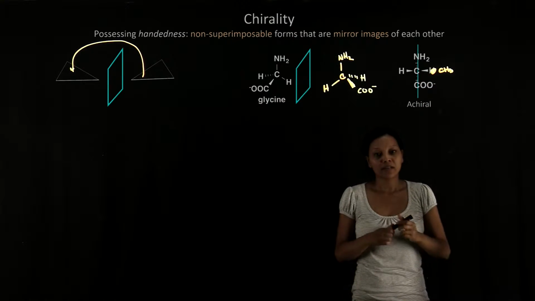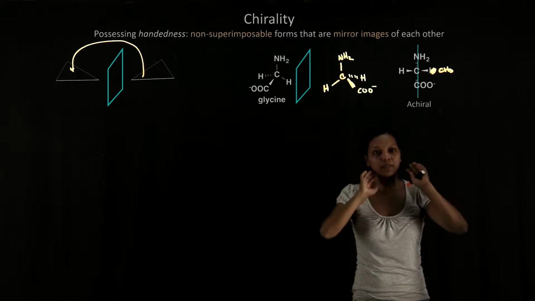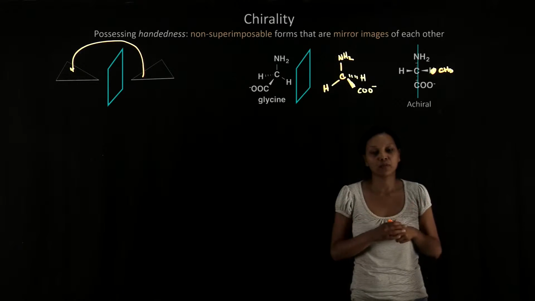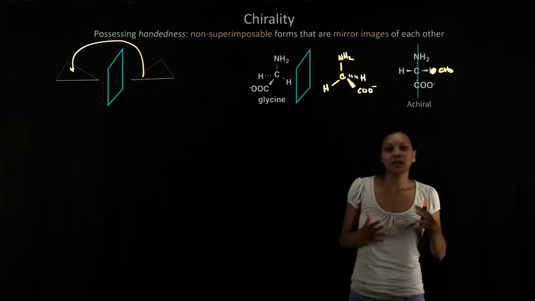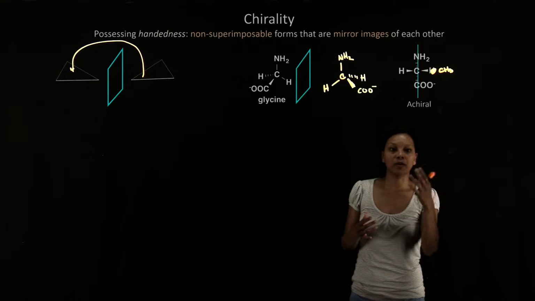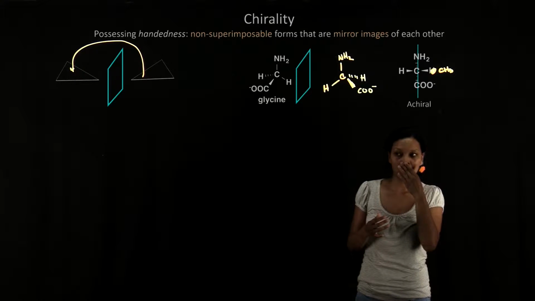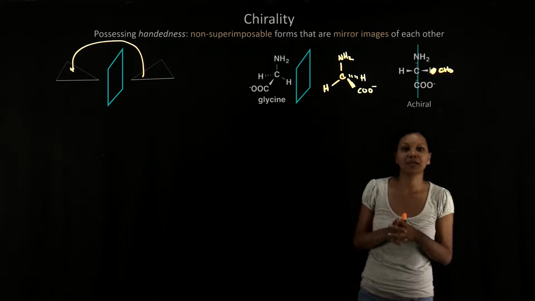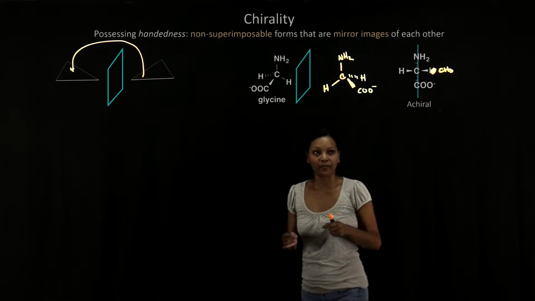Now, it's not necessarily the definition that a carbon is chiral if it has 4 different groups around it. There are other forms of chirality, such as what we see in our DNA, in which there's a chirality around a certain center or a certain axis. And that's something that we can discuss later.